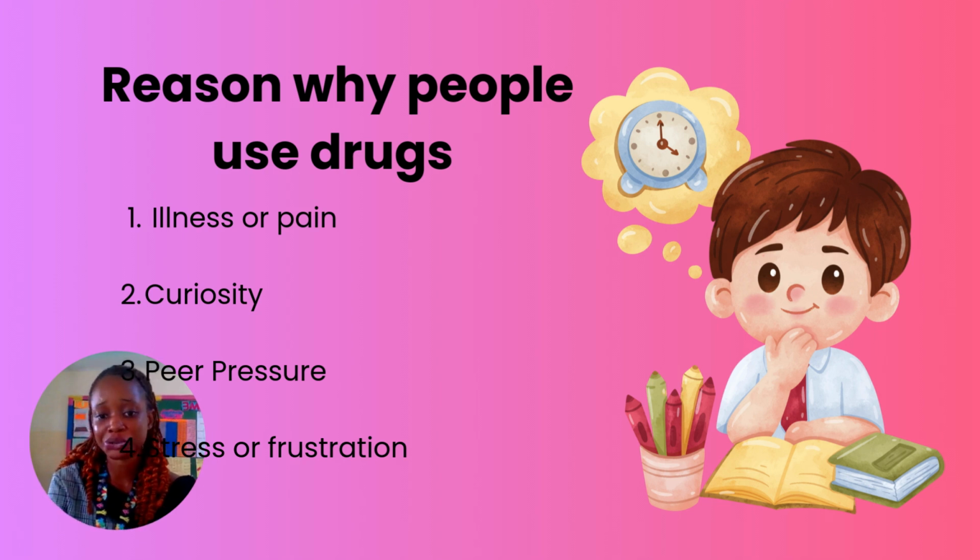Number two is curiosity. People often wonder, what does this drug taste like? What does this drug do? How does this drug make people feel? Most times this curiosity makes people use drugs. Number three is peer pressure. Somebody sees his or her friend taking it, and they want to feel among, want to take it, and most times it has serious detrimental effects. Then the next is frustration and many more. So these are the reasons why people use drugs: illness, pain, curiosity, peer pressure, frustration, and the like.